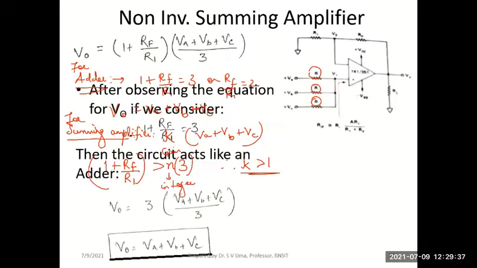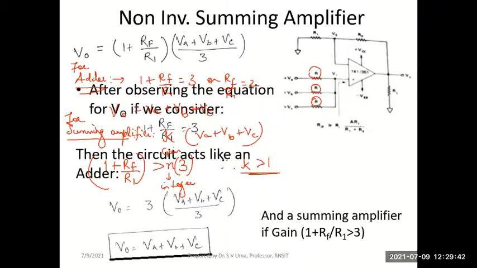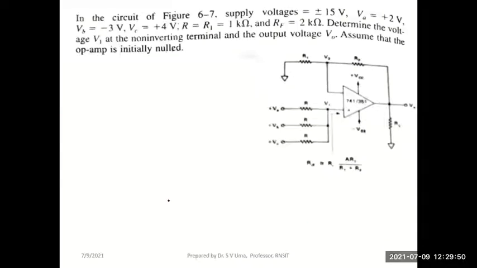Again, the same thing is written here. As I told you, for a summing amplifier, the gain 1 plus RF by R1 should be more than 3. I want you people to try out this problem. In the given circuit, we have supply voltages plus or minus 15 volts. VA is plus 2 volts.